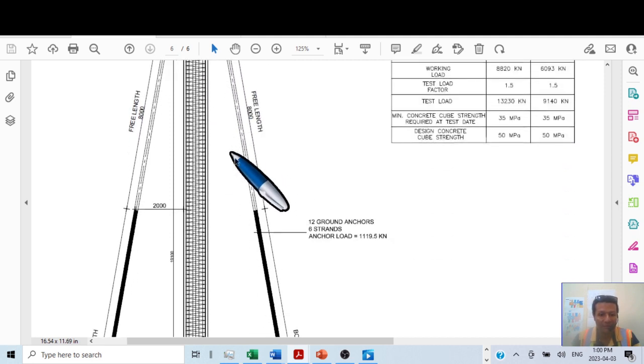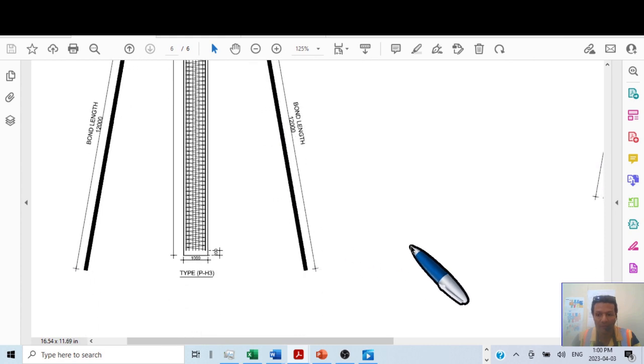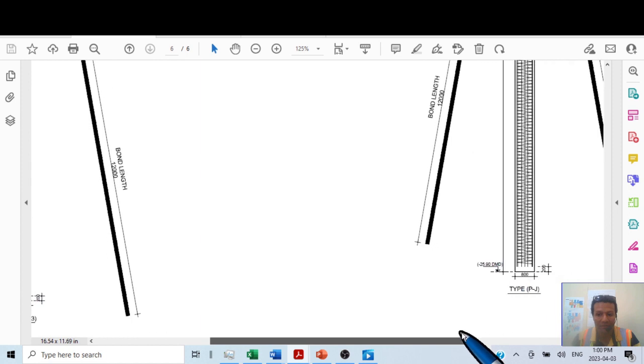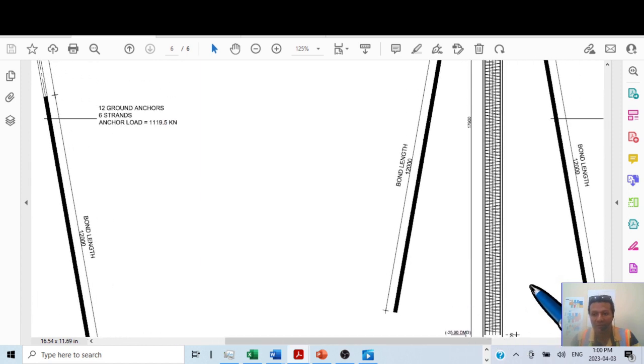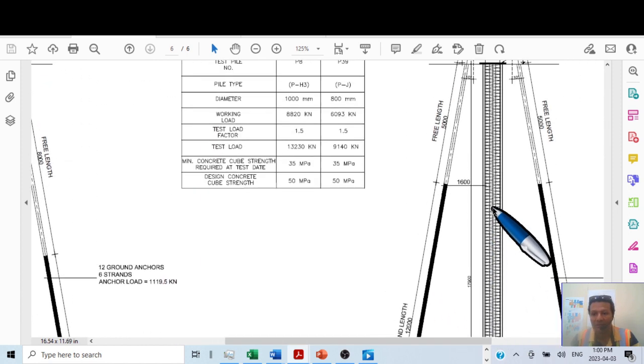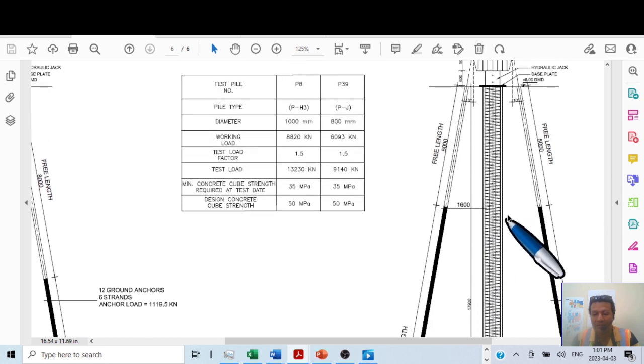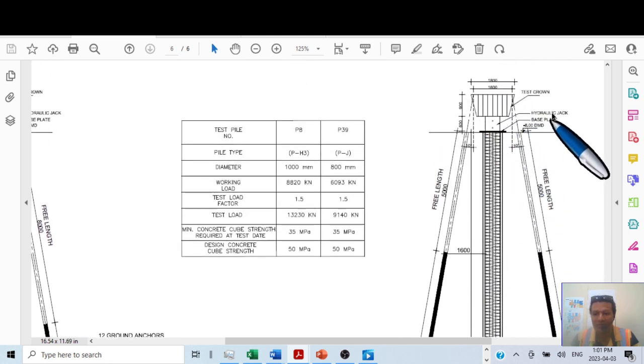This is the detail. We also have the second type here. As you can see, this is the procedure, this is the free length, this is the bond length. So all the allowables, everything is discussed, and this is how we design.